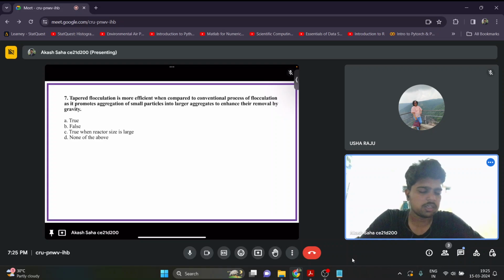Next question. It says that tapered flocculation is more efficient when compared to conventional process of flocculation, as it promotes aggregation of smaller particles into larger aggregates to enhance their removal by gravity. So is it true, false, true when reactor size is large, or none of the above?